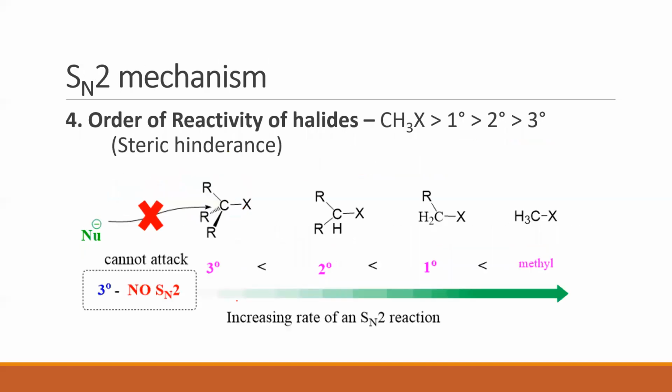Order of reactivity of halides. Now who reacts the fastest? This is the order: CH3X is more reactive than primary, which is in turn more reactive than secondary, which is in turn more reactive than tertiary. Now what does it mean? In SN2, CH3X reacts the fastest. Who reacts the least? Tertiary.